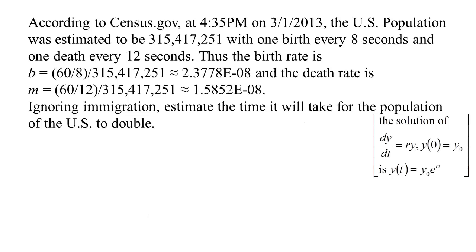That gave me how many births per second. And then to find the birth rate, I divided that by the number of people. So I got estimates here for the birth rate and the death rate. So B for birth, M for mortality.